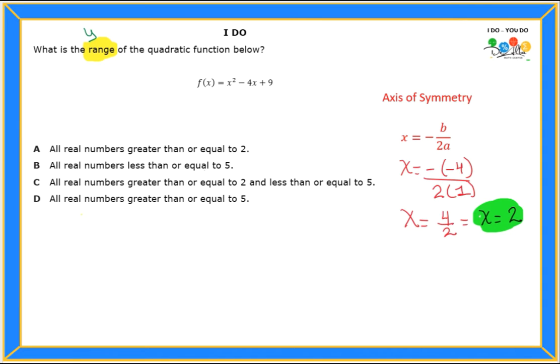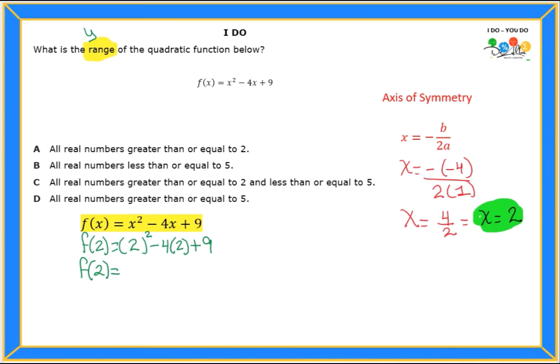Now that's not it, that's only the x value for the vertex. Now I'm going to evaluate my function with x equals a positive 2. Okay, so let's do it. Anywhere you see an x, we're going to replace it with a 2, and work it out. So we have f of 2 equals 2 to the second power is 4, minus 4 times 2 is 8, plus 9. So f of 2 equals 5, right?